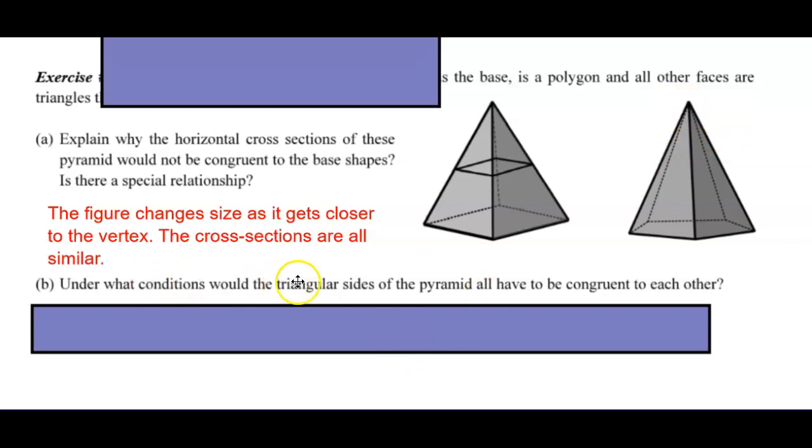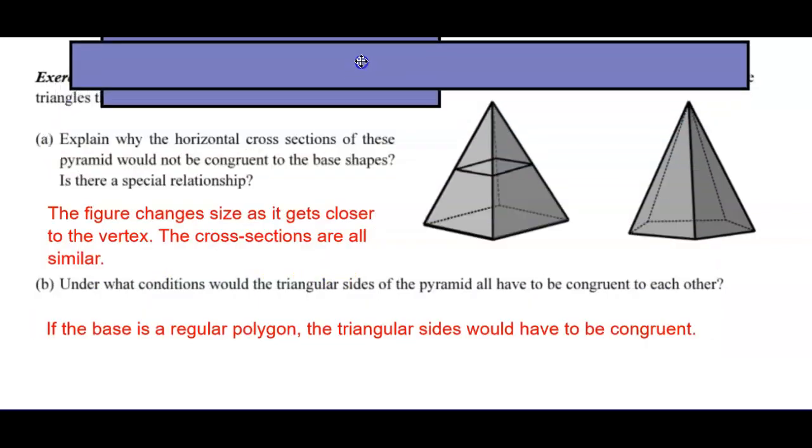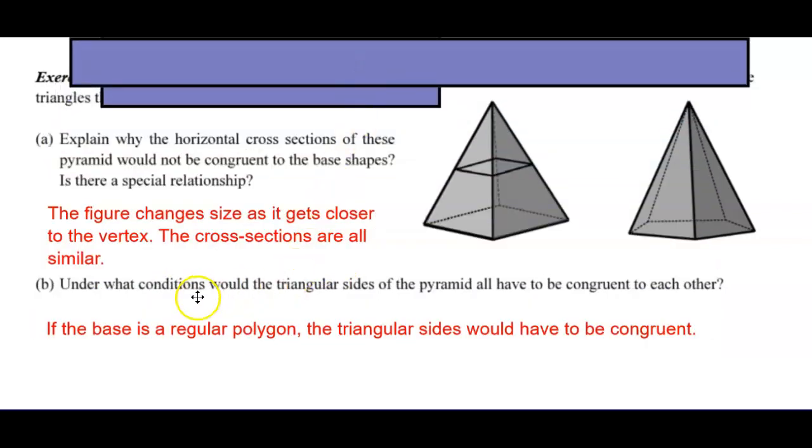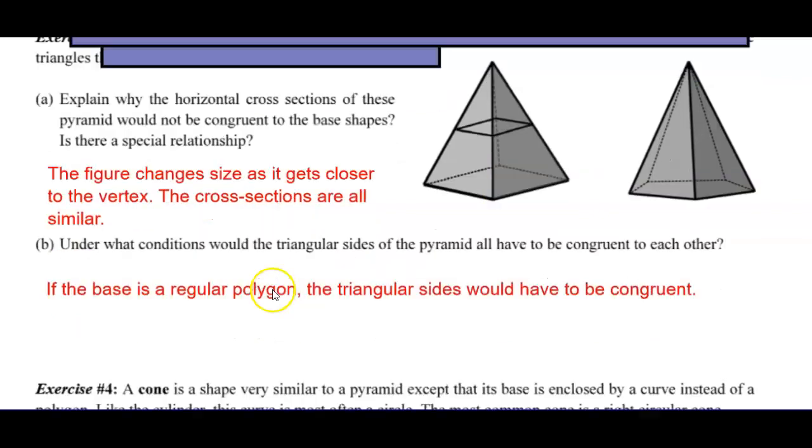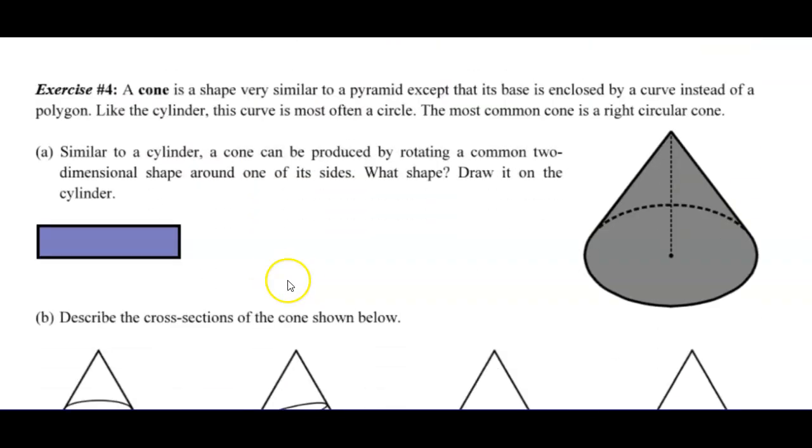So under what conditions would the triangular sides have to all be congruent to each other? So if that base starts out equal, if it's a regular polygon, then all of those triangles coming from it would have the same size base, and they would all be meeting at the same point, and so they'd all be congruent to each other. But as soon as you make this base irregular, now the triangles have to be different too in order to meet at a point.